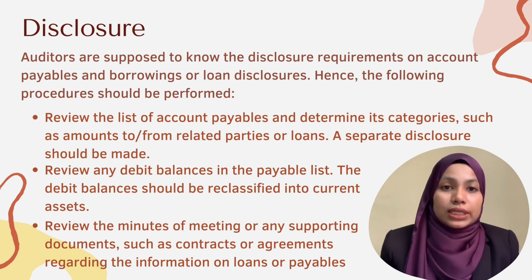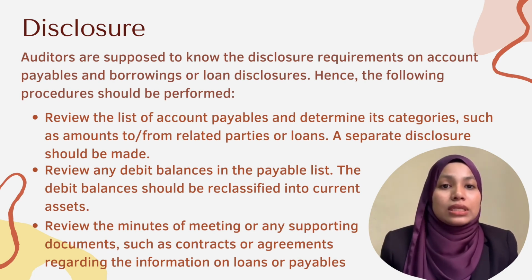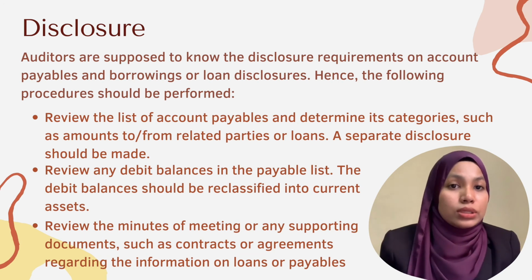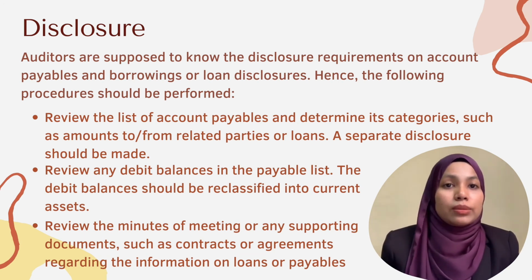Lastly, for disclosure, as an auditor, they are supposed to know the disclosure requirements on account payables or borrowing or loan disclosures. Hence, the following procedures should be performed. First, review the list of account payables and determine its categories, such as amounts to or from related parties or loans. A separate disclosure should be made.